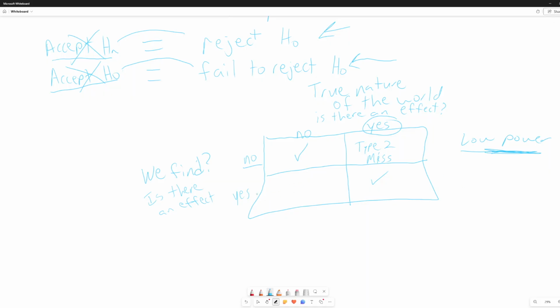Now, down here, what has happened here? Well, we said that there was a significant effect, but in reality, there wasn't. This is a type 1 error. This is a false alarm. It's kind of like the boy who cried wolf, right? We are saying that there's a significant effect, but there is actually not a significant effect in the real world. Both of these are bad. We don't want to be here. We don't want to be here.